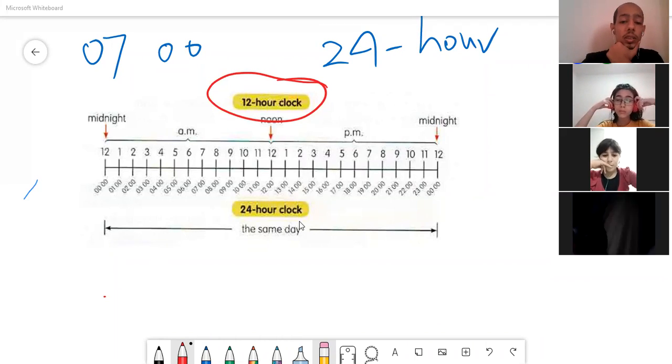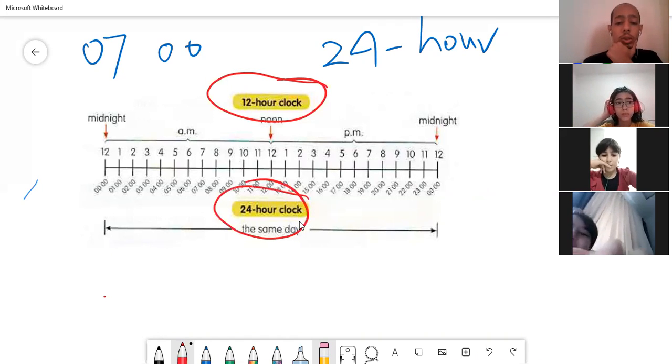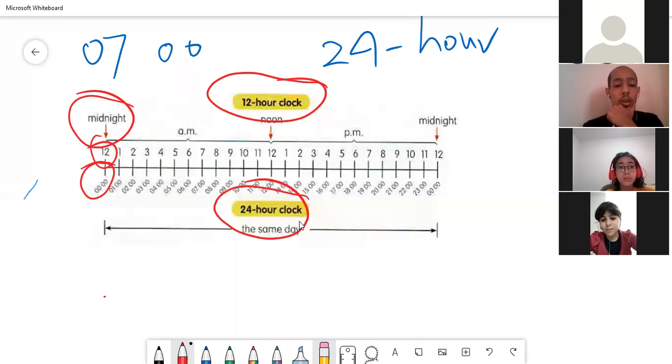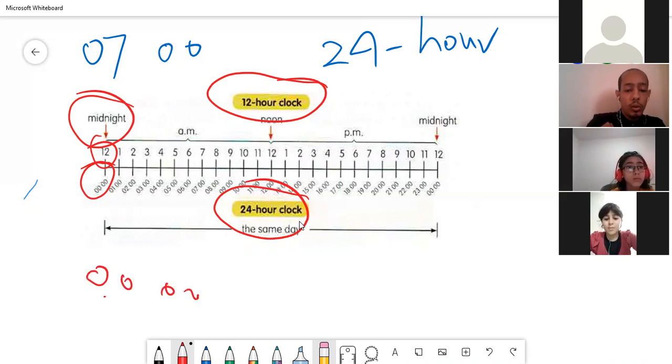Okay, now let's talk about the 24-hour clock. The 24-hour clock starts at midnight. When it is 12 midnight, it is the first hour of the 24-hour clock. So what is the first hour in the 24-hour clock? It is 0000. This is the first hour and the first minute, 0000.